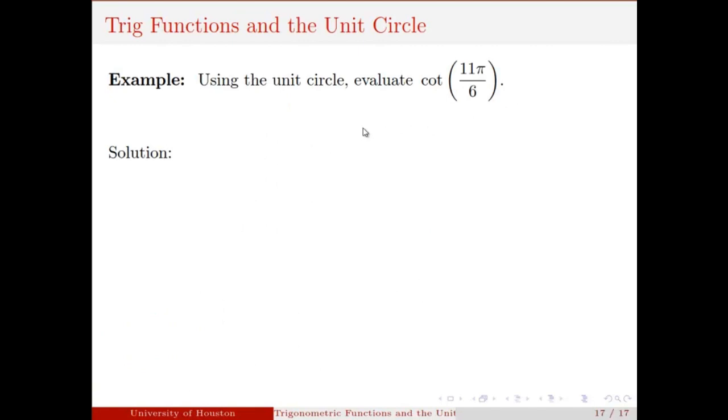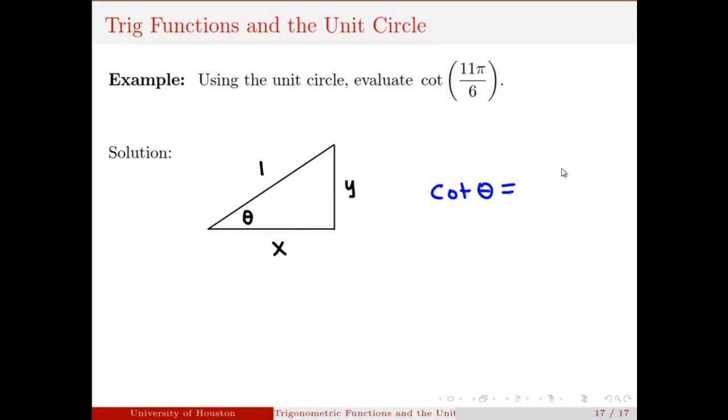In our final example, let's evaluate the cotangent of 11 pi over 6. Recall that cotangent of theta is equal to the adjacent side length over the opposite side length, which in terms of the unit circle is x over y. So as in the previous example, we'll locate the angle corresponding to 11 pi over 6, and we'll find its coordinates, and from those coordinates we'll determine the cotangent of theta.